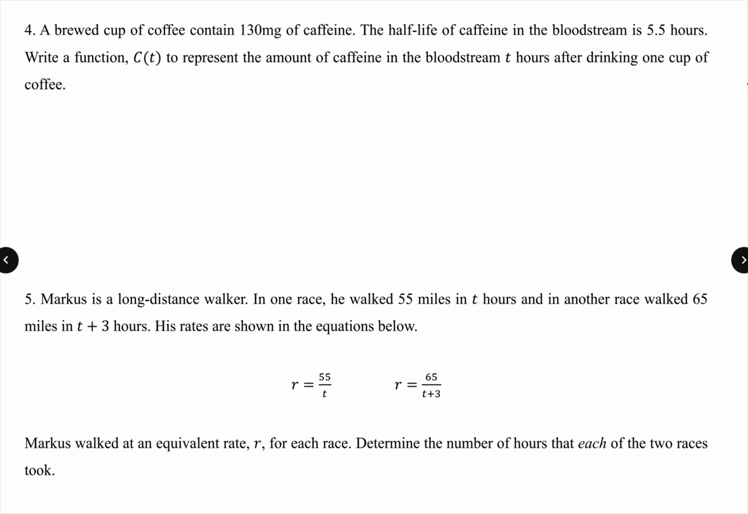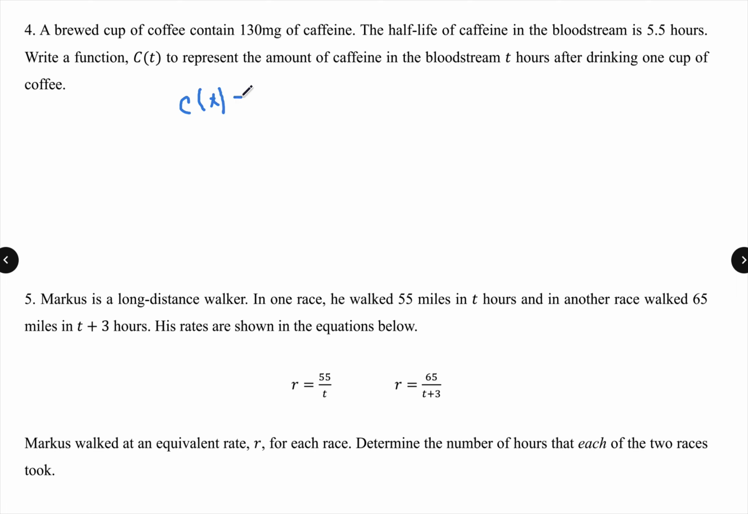Number 4, this is like one of these exponential equations. A brewed cup of coffee contains 130 milligrams of caffeine. The half-life of caffeine in the bloodstream is 5.5 hours. And this time we have to write a function, C of t, to represent the amount of caffeine in the bloodstream t hours after drinking 1 cup of coffee. So you've got this little C of t.